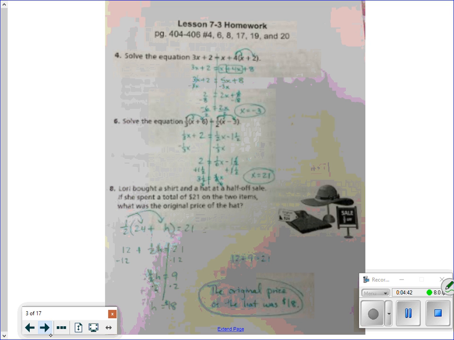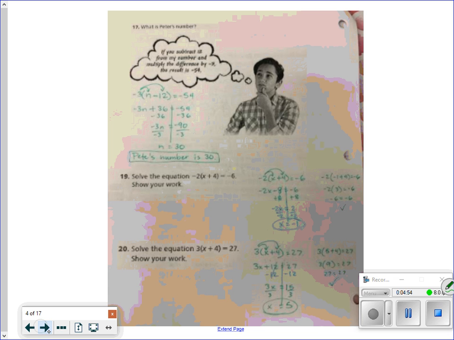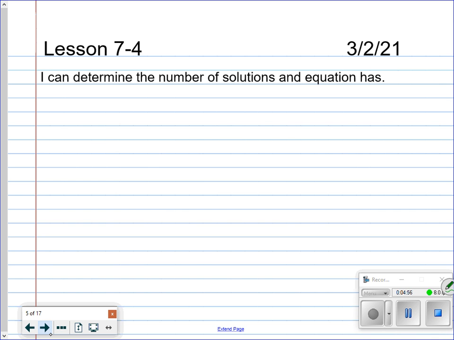This is the homework from Friday. I'm not going to go over it, but you can look on the slides afterwards, just because we're running out of time, or I want to make sure I get through this lesson, so you can look at it later on if you are having trouble with that homework.